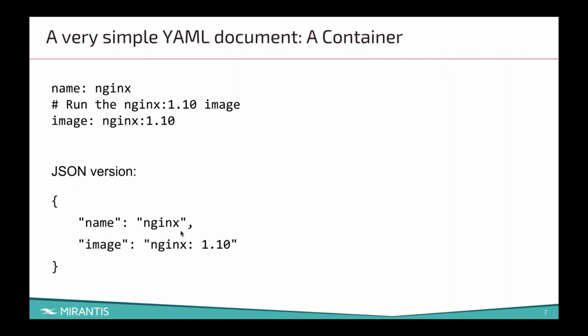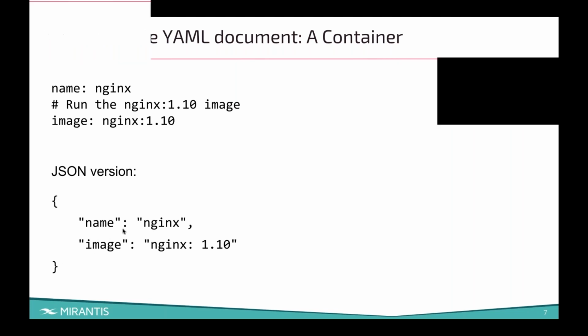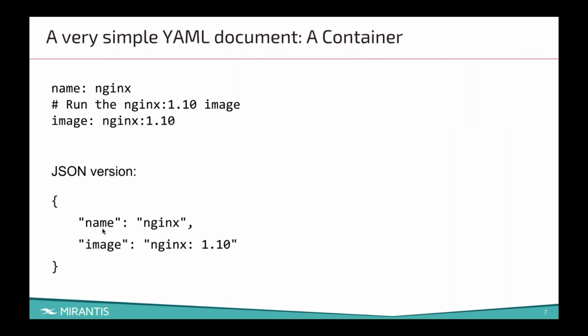JSON, this looks familiar. You're used to this. You've got your brackets for the object. We've got the key, the value, a comma to separate them in this case. And of course, these all have to be strings for JSON. Now, that is actually valid YAML as well. And we'll see later that sometimes you kind of mix up the two.